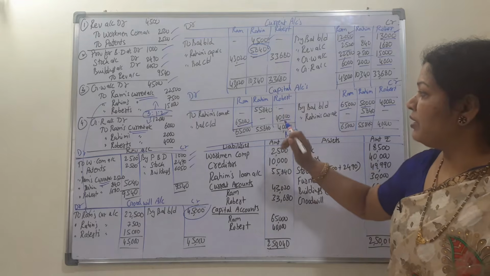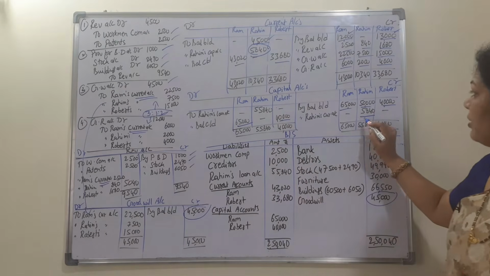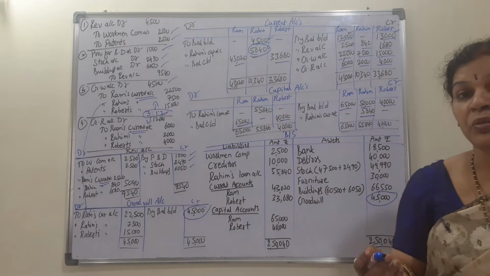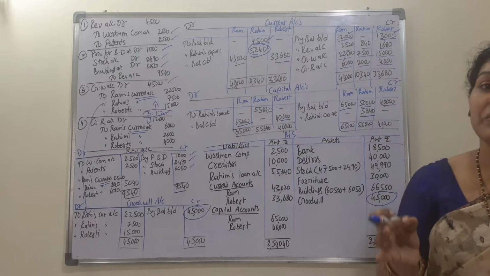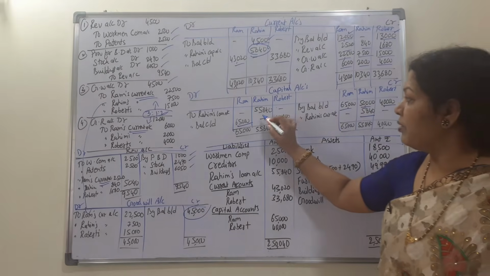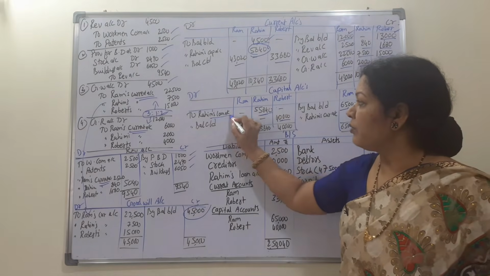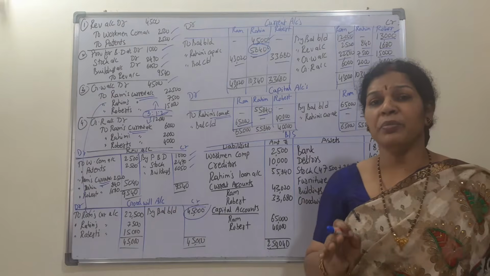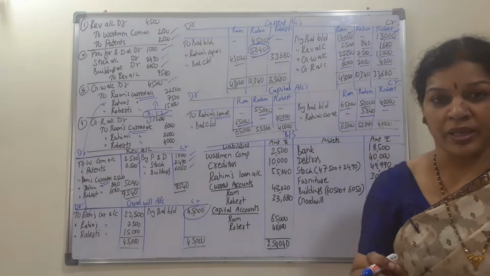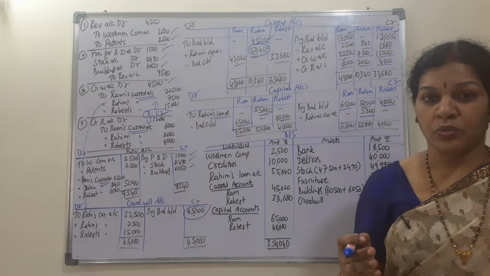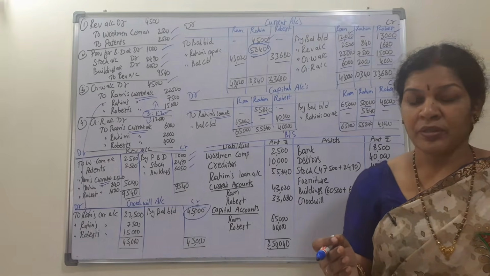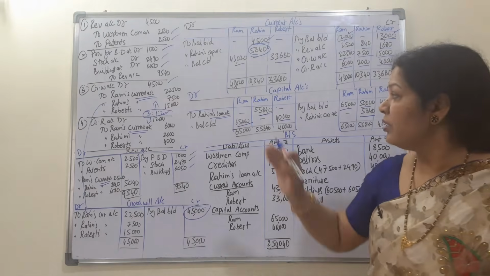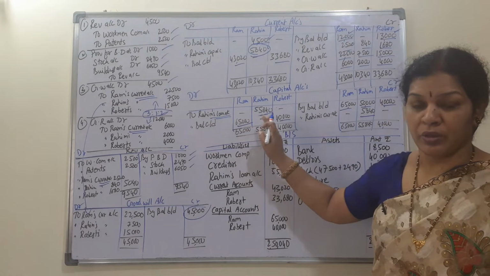Now what about Rahim? Rahim's amount here totals 55,840. This we are going to show as Rahim's loan account. They did not mention anywhere in the problem that Rahim is going to get the cash, and they did not mention anywhere that Rahim is leaving. So that is why we are transferring this amount as Rahim's loan account.